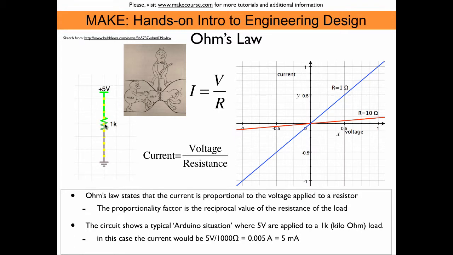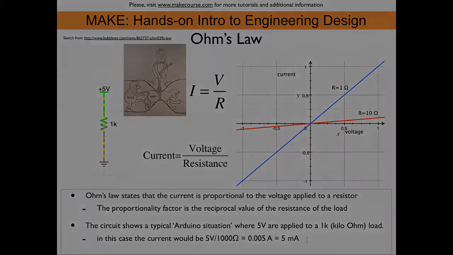If you think of a typical Arduino situation where we have 5 volts at a digital pin and something of the order of 1 kilo ohm as load attached to this pin, then we could calculate 5 volts divided by 1000, and that would just give us 0.005 amps, which we could also write as 5 milliamps.